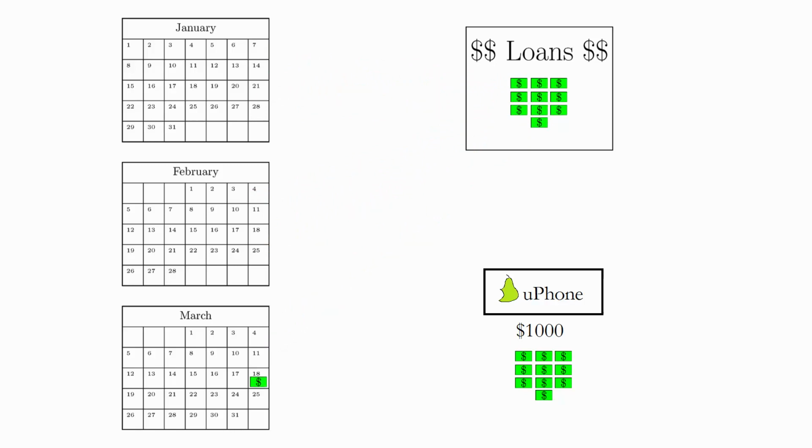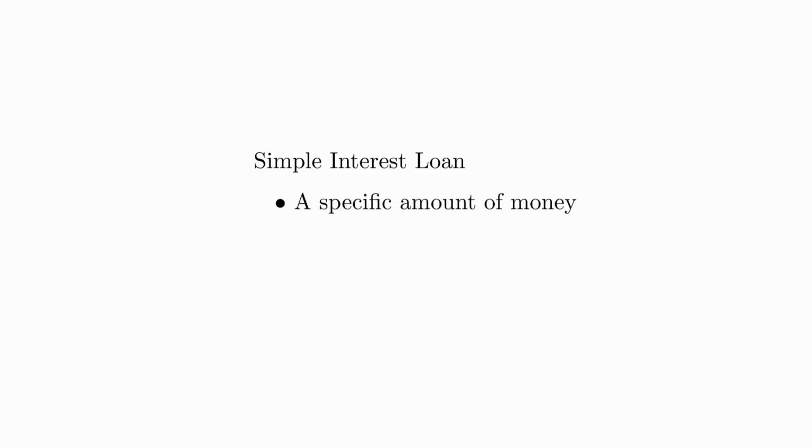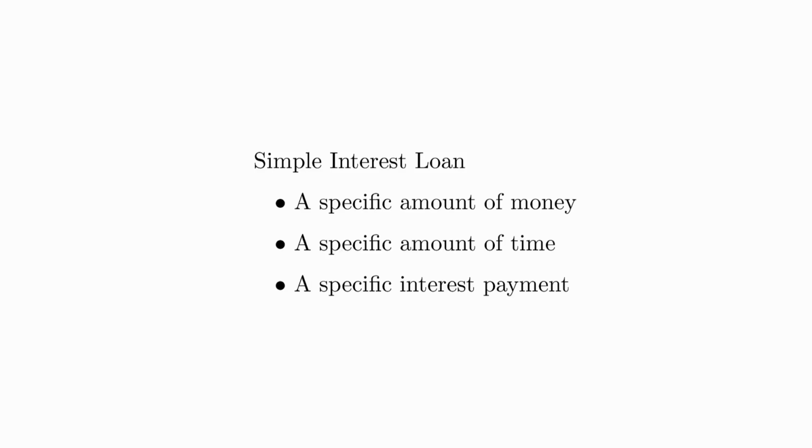In this case, that cost is called interest. There are lots of ways to structure loan arrangements. There are fixed and variable rate loans, loans with balloon payments, and some loans even have prepayment penalties. We will look at the simplest version, which is known as a simple interest loan. In a simple interest loan, you are borrowing a specific amount of money for a specific amount of time, and your interest is a specific quantity.